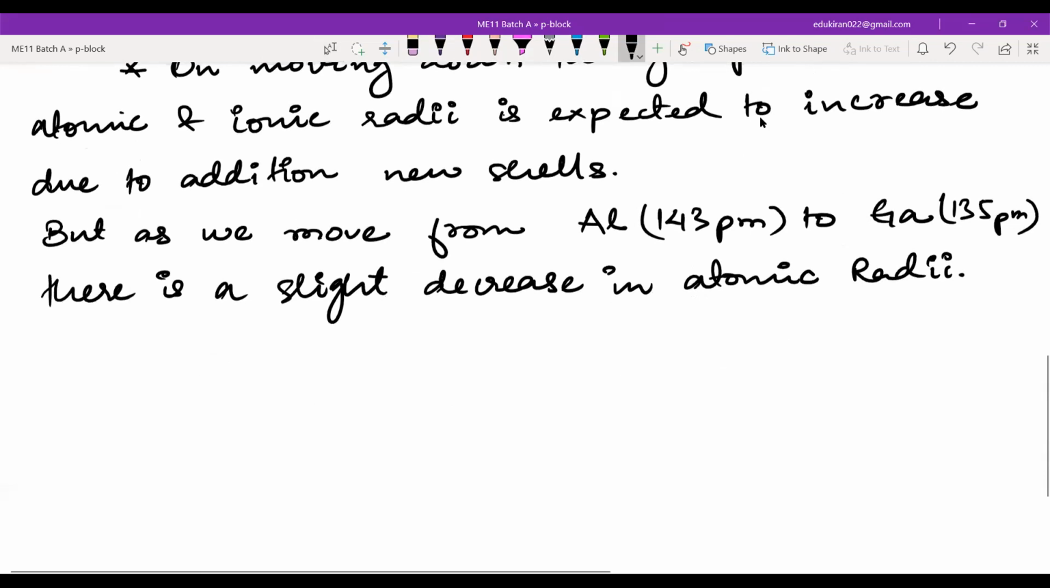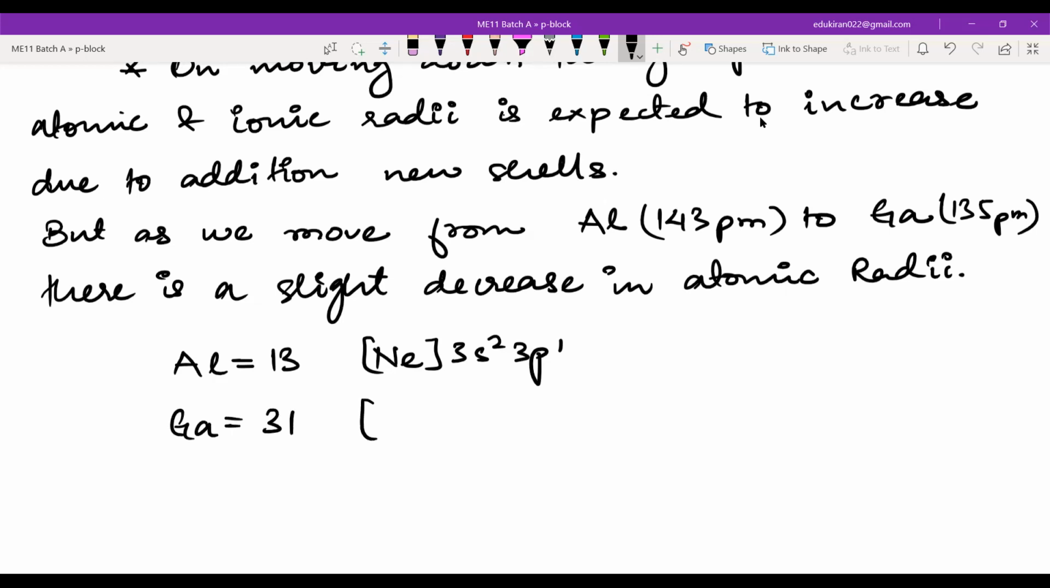The first thing is that aluminium is 13. What is the electronic configuration of aluminium? It will have neon, and then 3s2, 3p1. And if I compare this with gallium, which is 31, here we'll have argon, and after that 4s2, 3d10, 4p1, right?